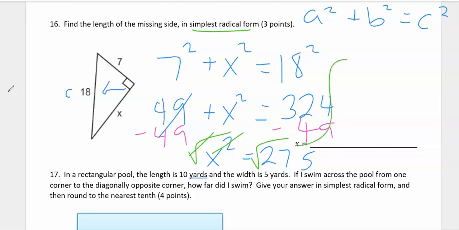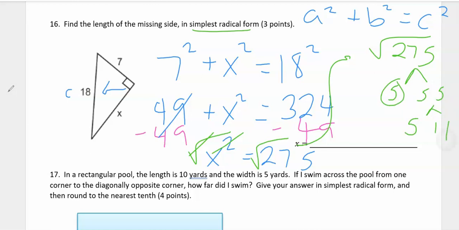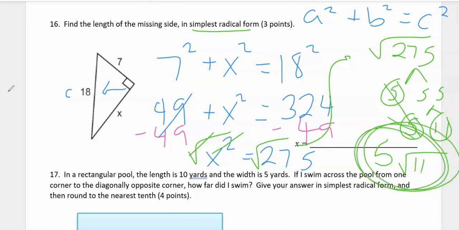I got to do a factor tree on that guy. 275. So let's break that down. If it ends in a 5, it's divisible by 5. So you could do 5 and 55. And then 55 could be 5 and 11. 11 is prime. Okay, I'm ready to write my answer. Pair of 5s, 5 comes out, 11 doesn't have a pair, it stays under. This is my answer. X is 5 square root 11.